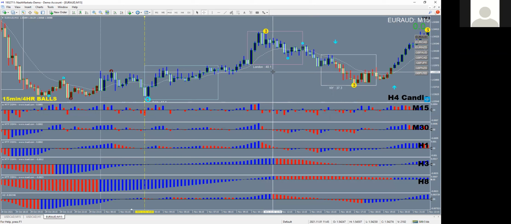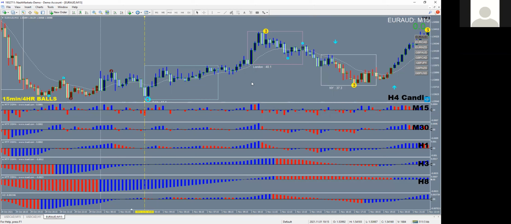Got it. That's why we don't have the AO on this chart. And I'm not suggesting you use an AO. I'm just giving you a mental picture. When you say you're using the AO, you don't need the AO because the three balls are telling you where the AO is changing momentum. Got it. 10-4.